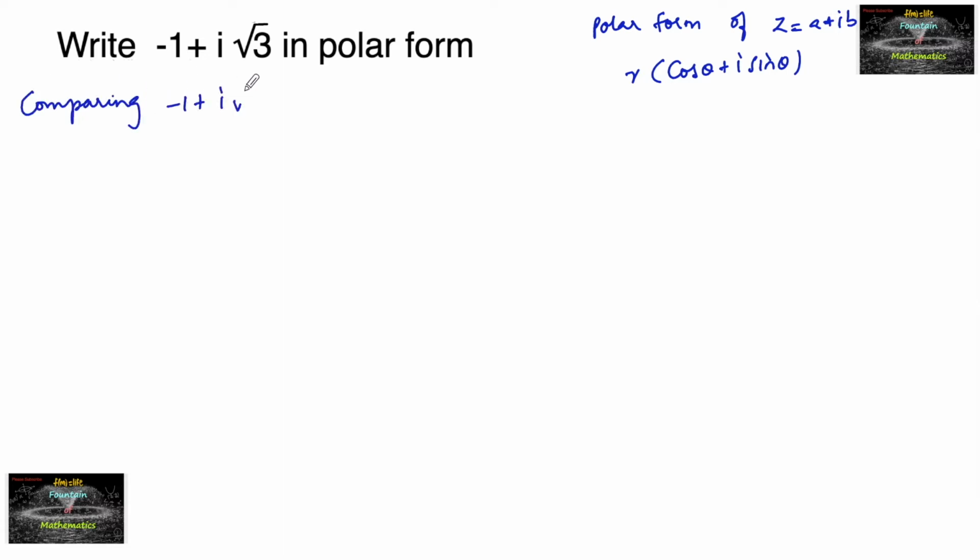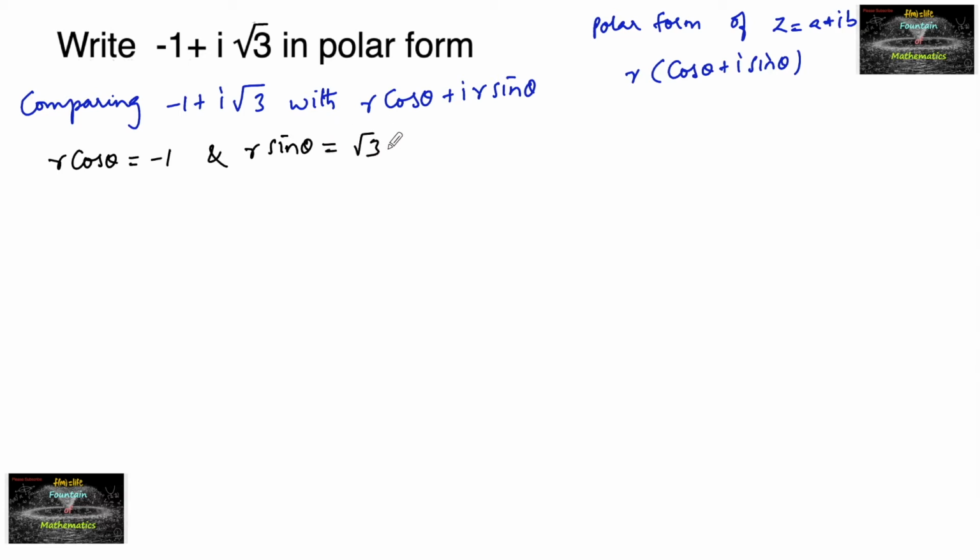Write minus 1 plus i root 3 in polar form. So polar form of complex number z is equal to a plus ib, we can write it as r of cos theta plus i sin theta. So comparing minus 1 plus i root 3 with r cos theta plus i r sin theta, we have r cos theta is equal to minus 1 and r sin theta is equal to root 3.